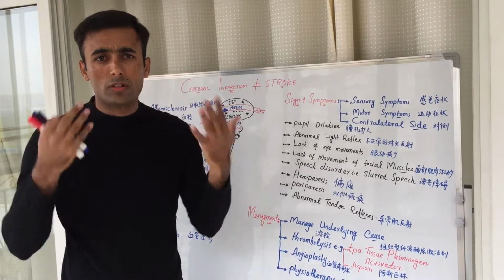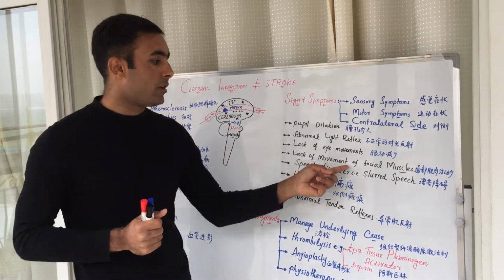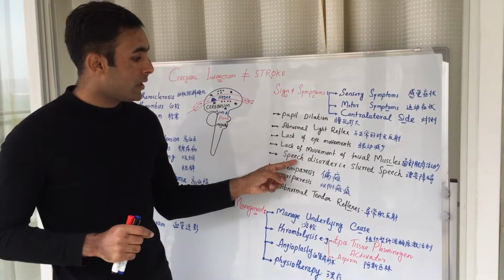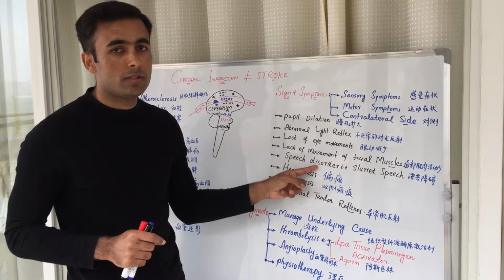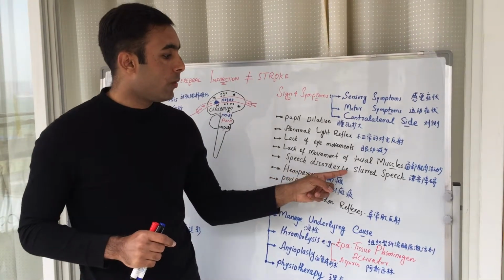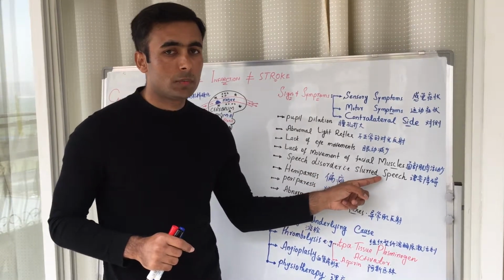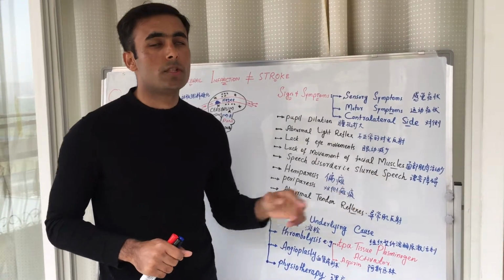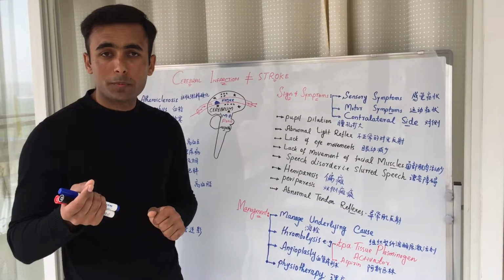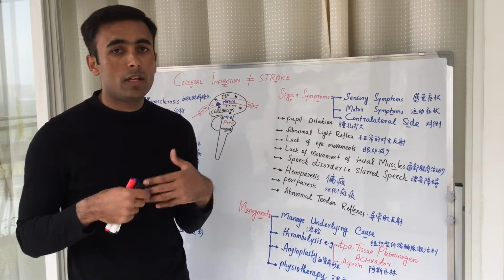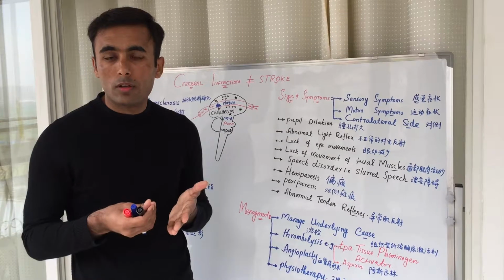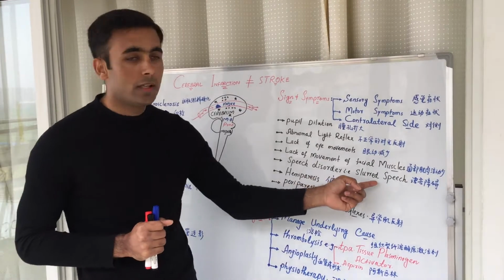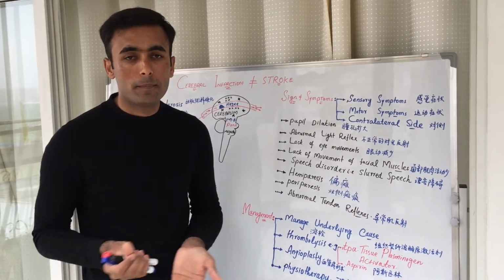Their facial expressions are lost. So we say that the lack of movement of facial muscle is there. Another common symptom is speech disorder, or we also call it slurred speech. If you talk with this patient of cerebral infarction, they cannot talk very well, or they talk but you don't understand what they are saying. So they have slurred speech. It means their speech is not clear.